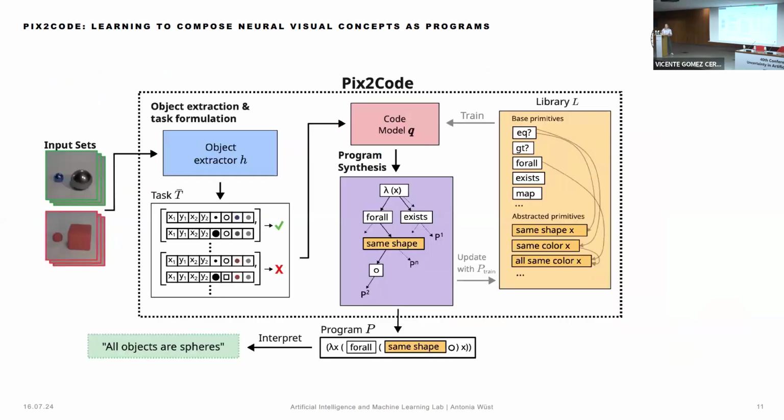Here again, an overview of the method. We have input sets of visual concepts where we have positive and negative examples. We map them to a symbolic representation and formulate tasks. And then we perform program synthesis and obtain a program that can separate those images. And also this program can then be interpreted to natural language.